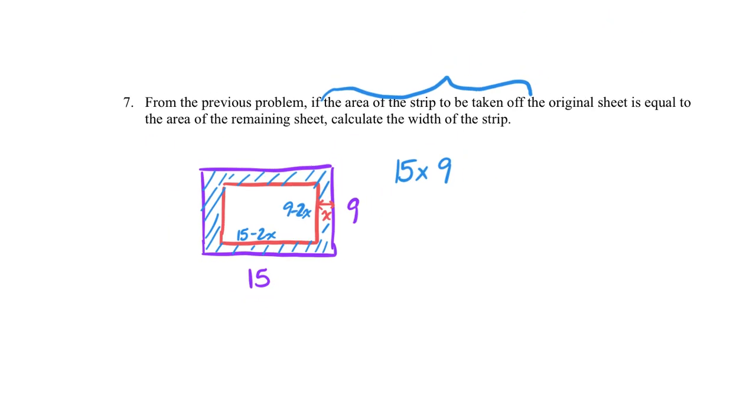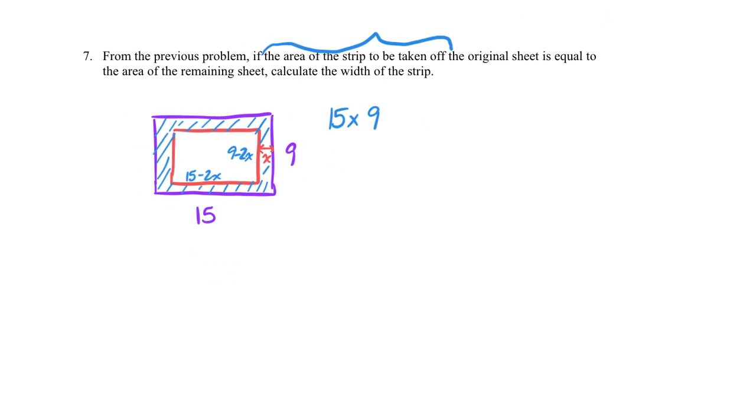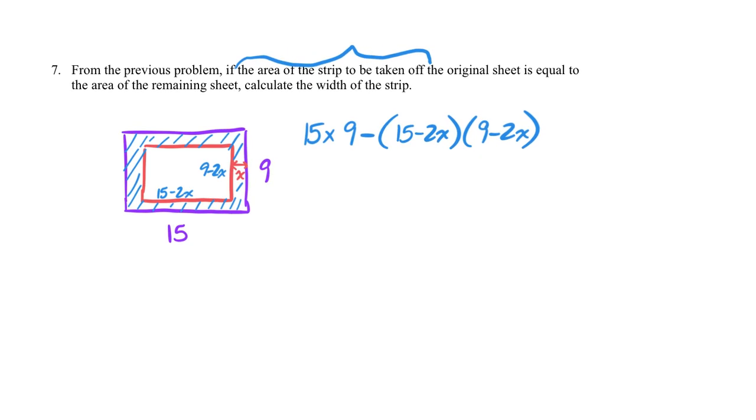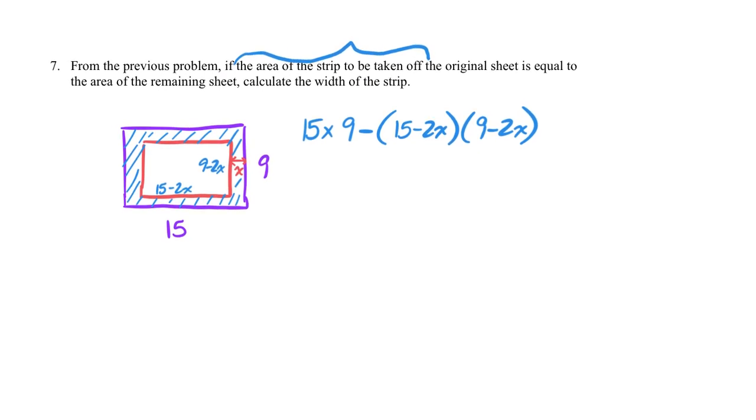So if I took my 15 times 9, that's the whole thing shaded in, subtract out the area of the middle, 15 minus 2x times 9 minus 2x. That would leave me with what I have in the blue. There's my shaded in blue part.